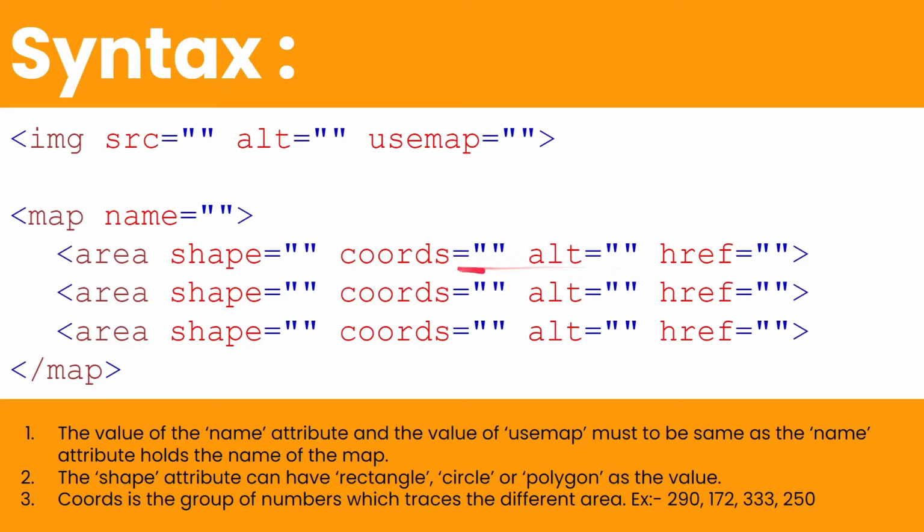The alt attribute is completely optional to use. The href attribute is optional too. I mean, if you need to do some work with JavaScript, then you can remove the href and add something else, or just an id or class, like that. So that's the basic syntax of the map tag.